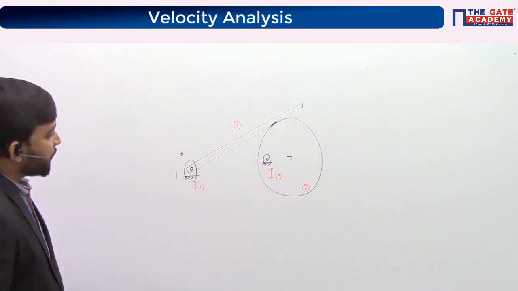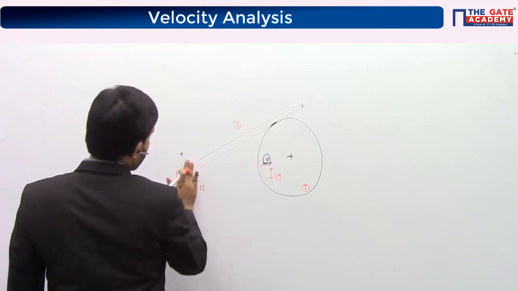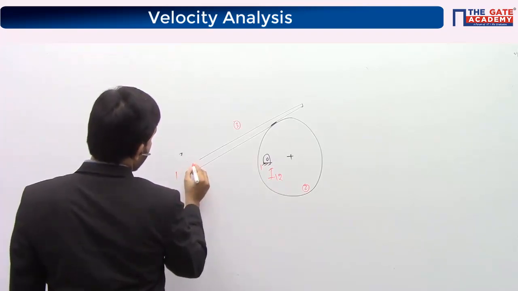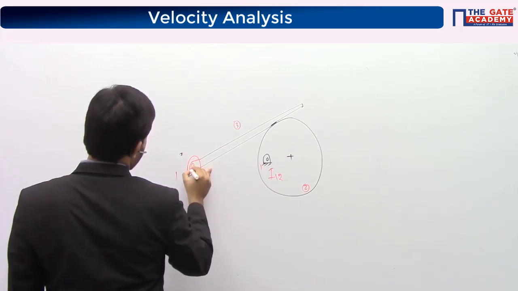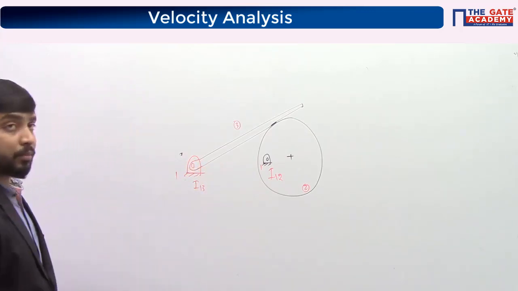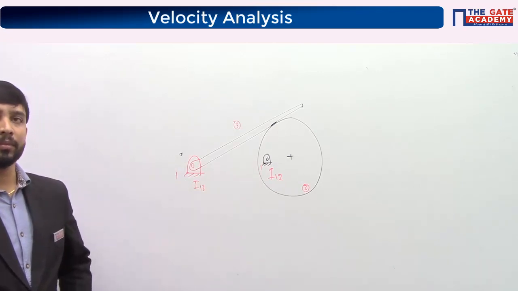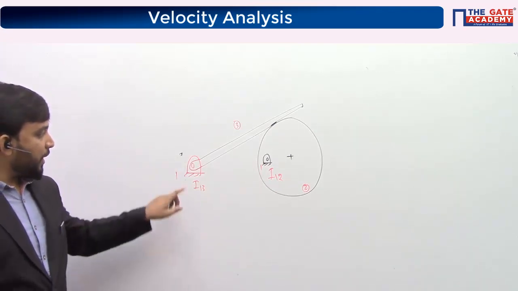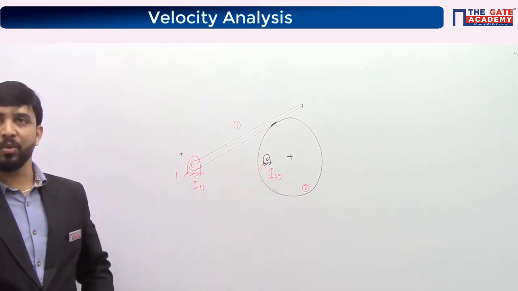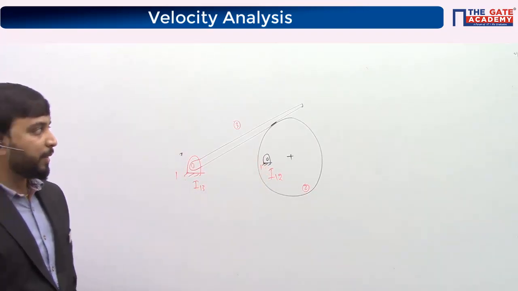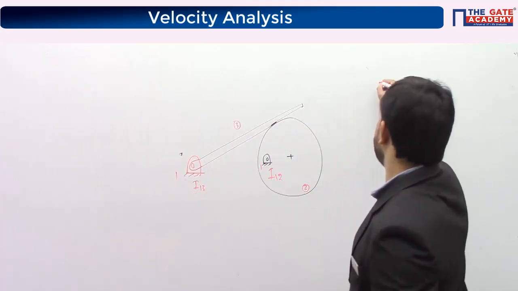Okay. So they are in the same plane. Even though they are not in the same plane, if you know the distances, that's fine. We don't know the distances. So this is I13. 1 and 3 are connected by a turning pair here. 1 and 2 are connected by a turning pair here. I12 will lie here.